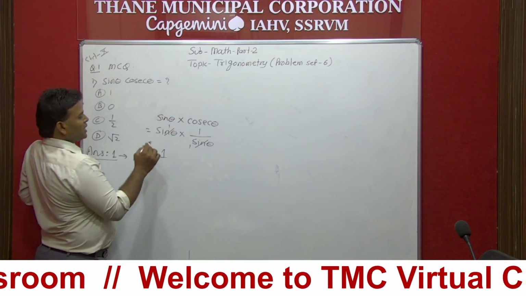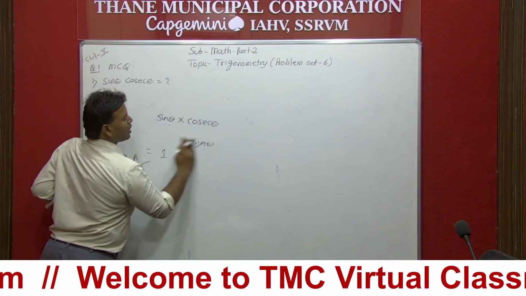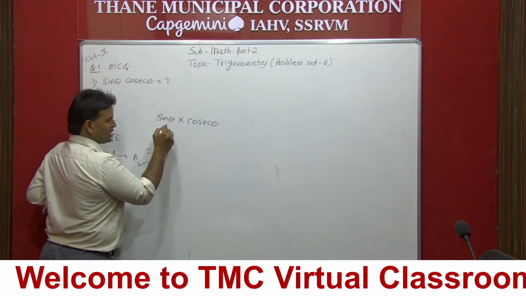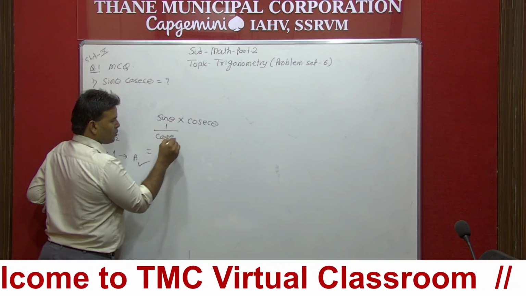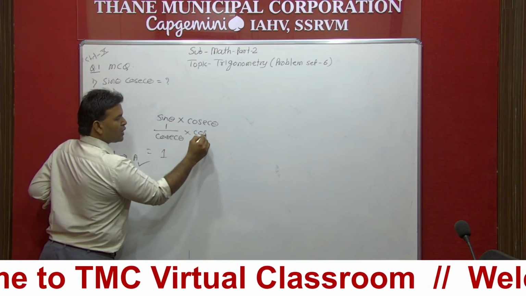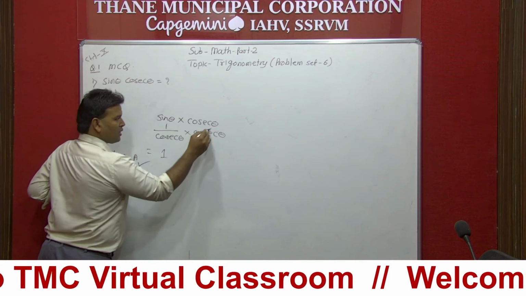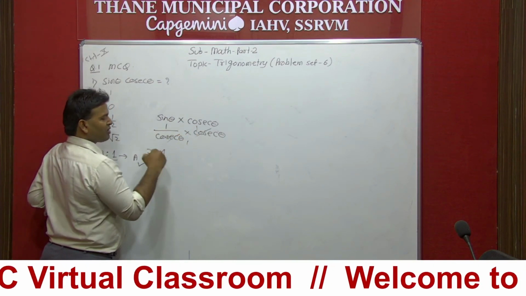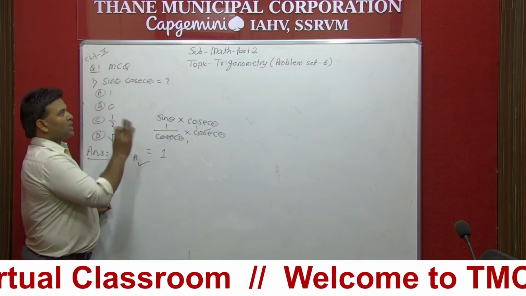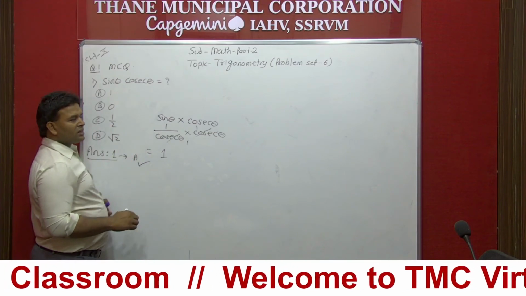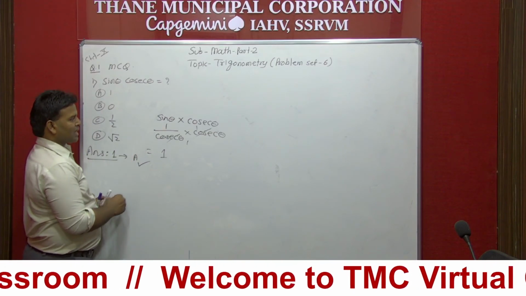Here for this question, either you do like this or you can also do like this. You can change this one: this is 1 upon cosec theta into cosec theta. Here both will get cancelled and finally we will get 1. So like this, we can find out the answer for the first question. Let us see the second question.